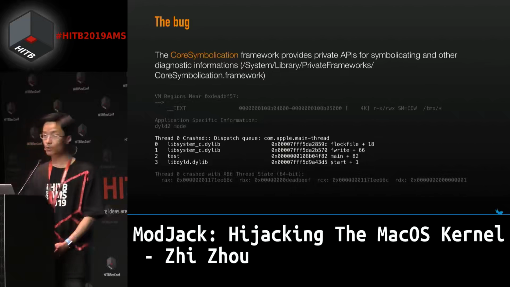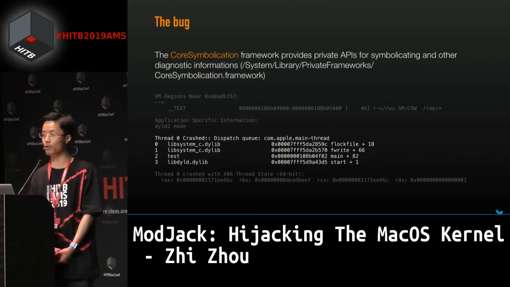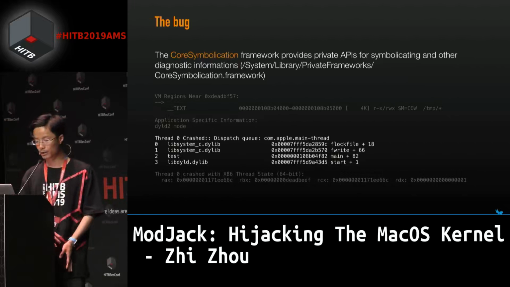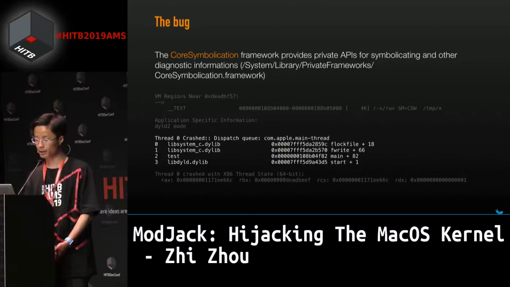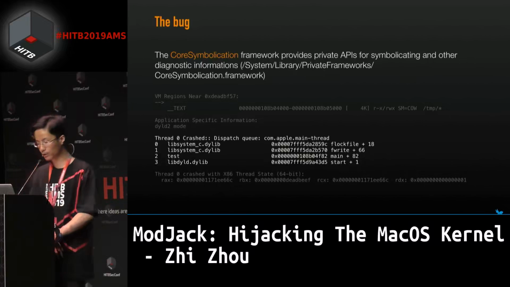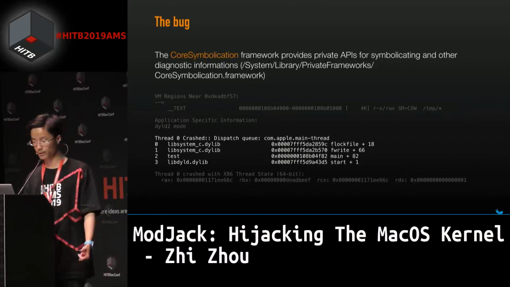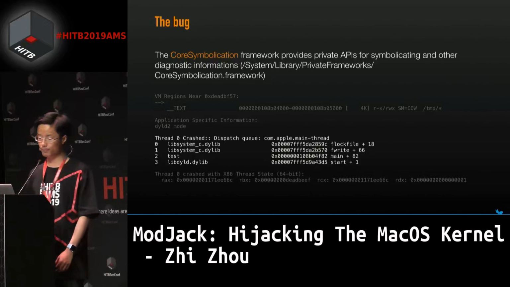And here is a typical crash report from macOS or iOS. If your application ever crashes, you will receive the logs from it, and you will have the context and the call stacks, and the call stacks are symbolicated in this report. You can see the symbols inside. So this symbolication is simply performed by this framework.